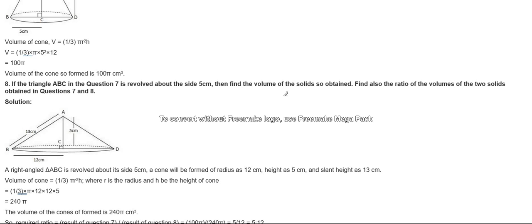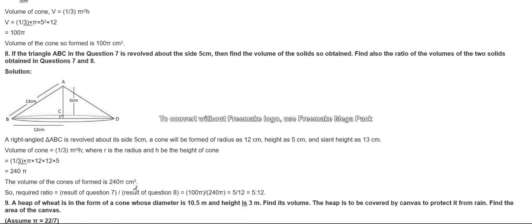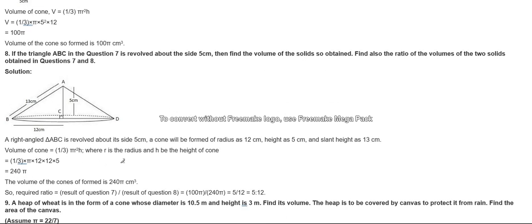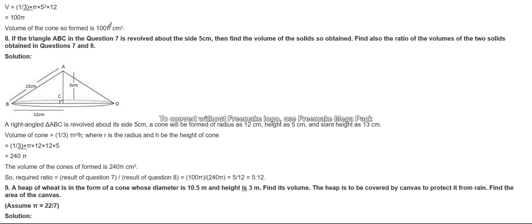Now the question is, we have to find the volume of the solid so obtained, as well as the ratio of the solid obtained in question number 7 to the solid obtained in question number 8. First of all, we find the volume using the similar formula, and the volume is 240 pi. Now we have to find the ratio. The result of question 7 is 100 pi, the result of question 8 is 240 pi, and the ratio is 5:12.